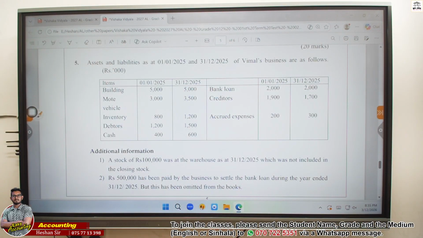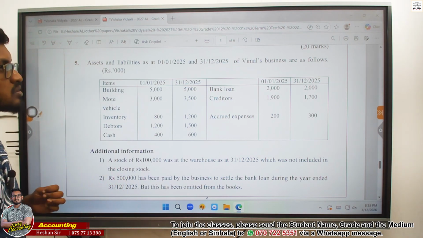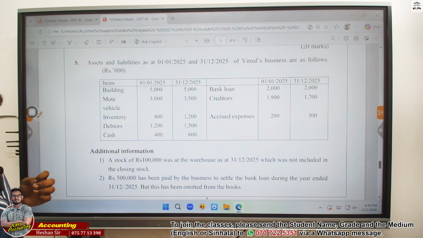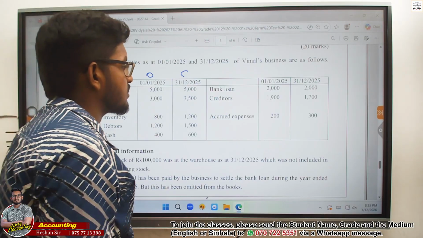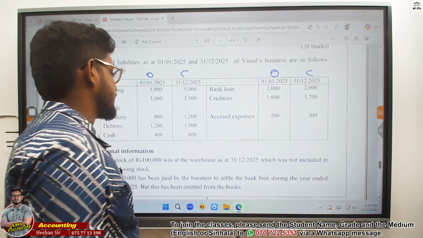Fifth question. Assets and liabilities as at 1st of January 2025 and 31st of December 2025 of Vimal's business are as follows: building, motor vehicle, inventory, debtors, cash. These are assets. These are opening and closing. Bank loan, credit, accrued. This is opening and the closing.